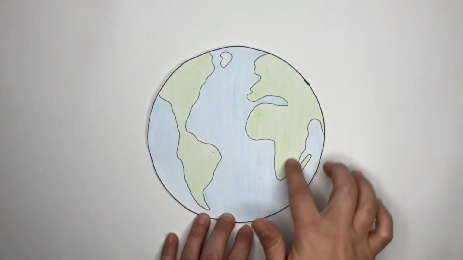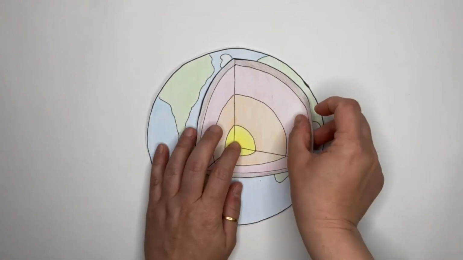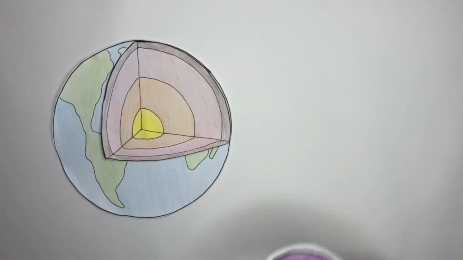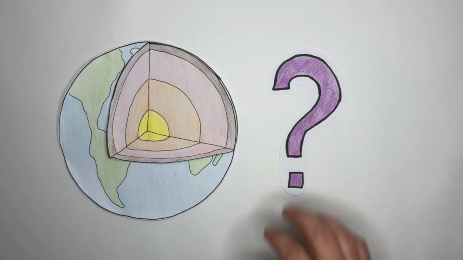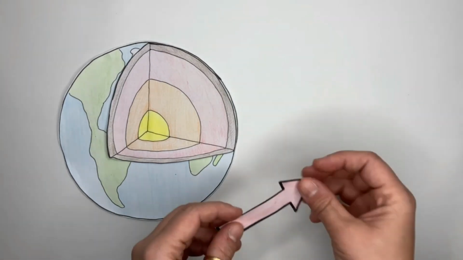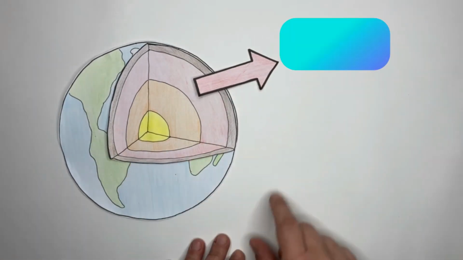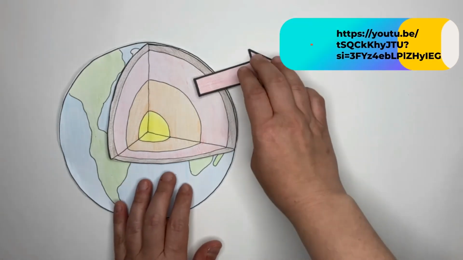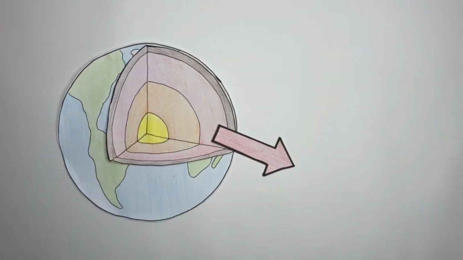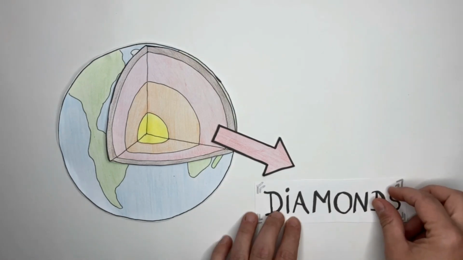This is the Earth. We can easily study its surface, but how can we explore its depths? Well, one way is through high pressure and high temperature experiments, as presented in this video. Another way to investigate the interior of our planet is by studying natural samples that form there, such as diamonds.